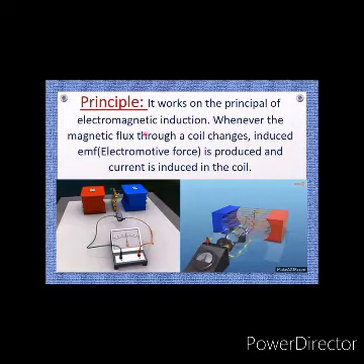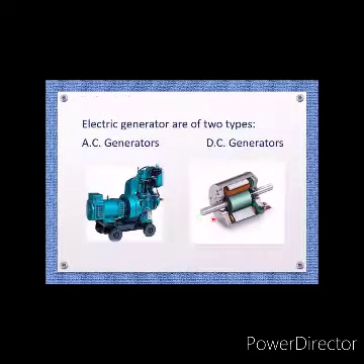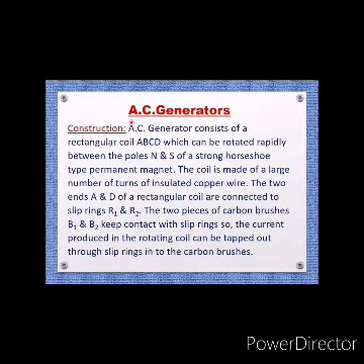Now you have the pictures, children. Here I have got two types of generators, and remember, both these generators work on the same principle. One is an AC generator, the other one is a DC generator. Let us know about the AC generator, children, and the picture that is given in the textbook is an AC generator. Let us know the construction of an AC generator.